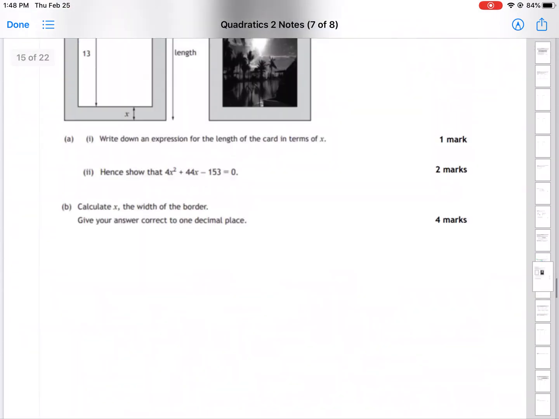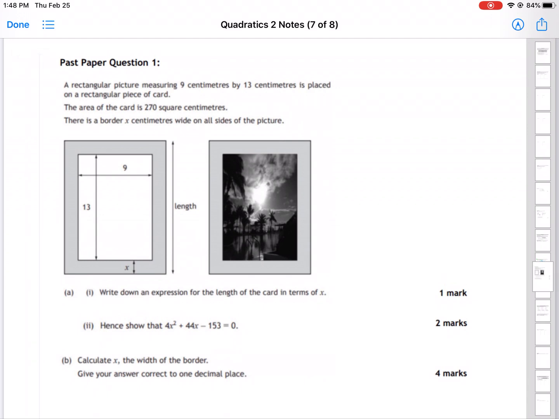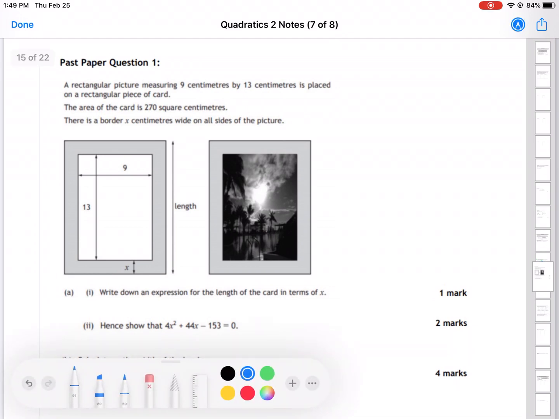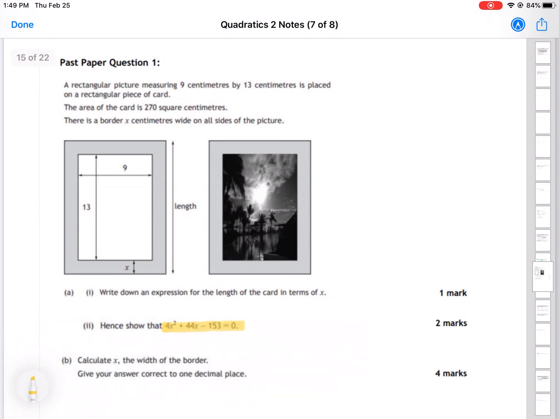Now there's only one past paper question on this within the notes. Again, we have to try and create the expression. So we're trying to create this expression in part A of the question. That's what we're trying to end up with, just like we did with the past paper questions where we had to create and then solve the equation during Thursday's lesson. Okay, so write down an expression for the length of the card in terms of x.